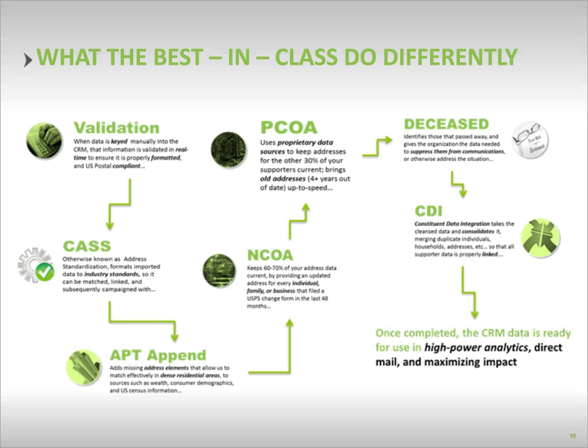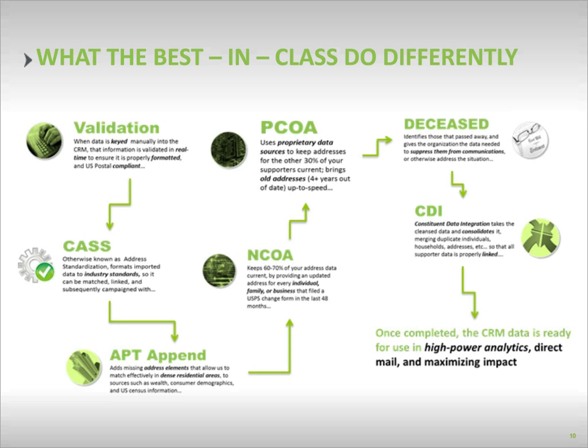From there, our clients dive into additional data cleanup. They look at making sure the information is CASS certified. They'll apply an apartment append. An apartment append is simply making sure that all elements of the address are present. So you're looking at your directionals, like North Main Street versus just Main Street, but also apartment numbers.